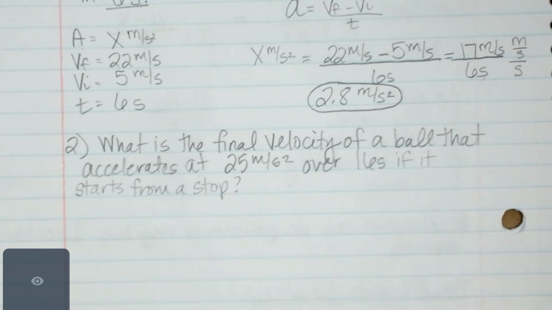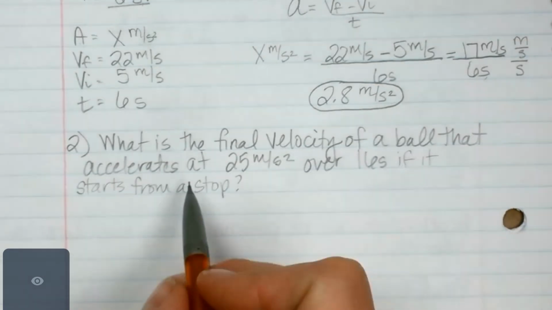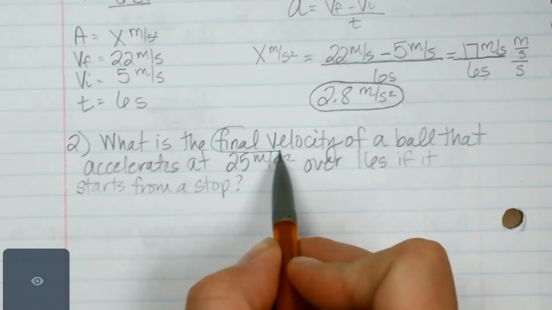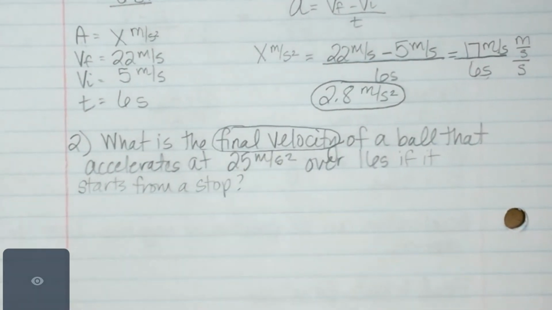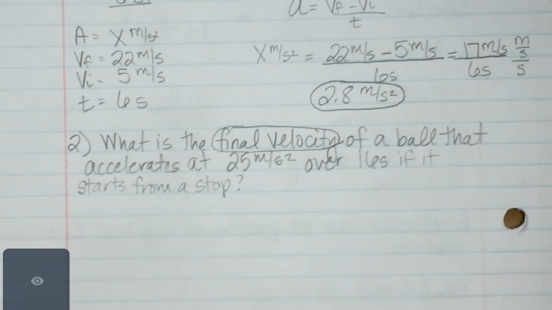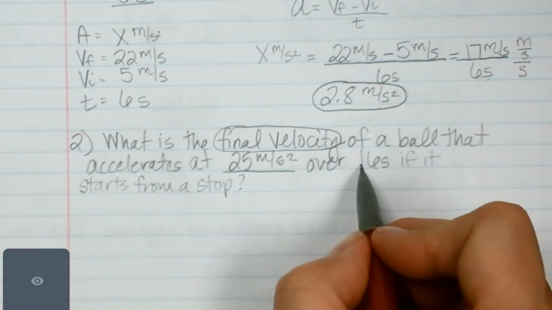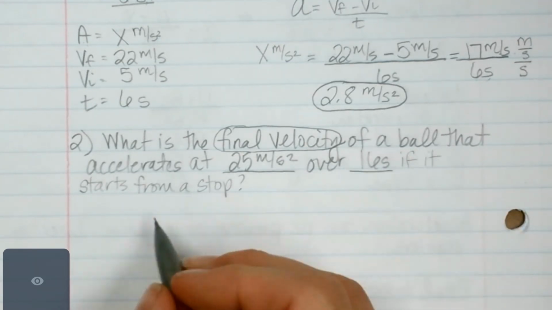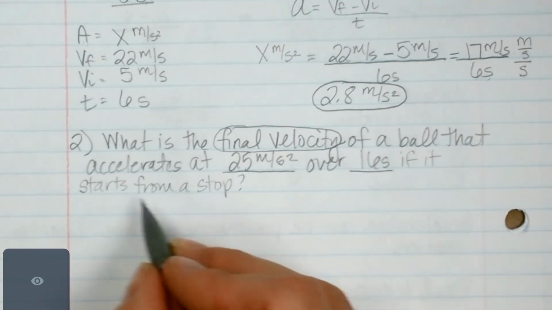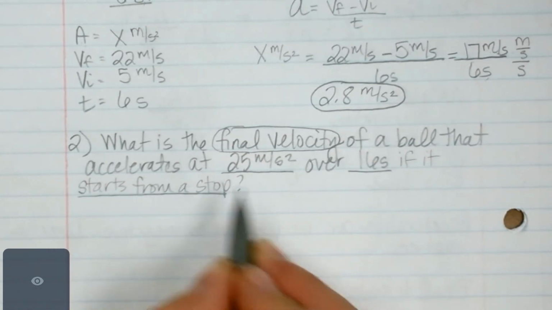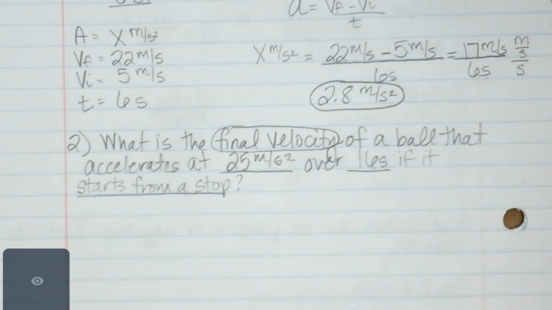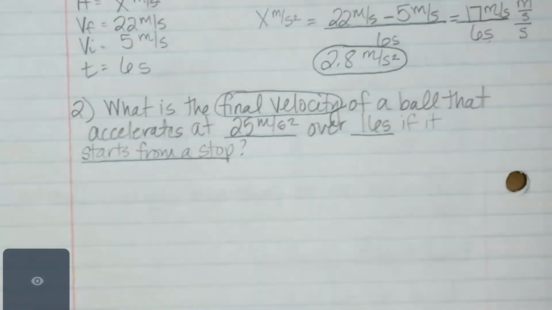It's going to be a really fast ball, you guys. Most likely it had to have been shot out of something like a cannon. Okay, so what is the final velocity? That's what we're looking for, so I'm going to circle it. It accelerates at 25 meters per second squared over 16 seconds. If it starts from a stop, this is important. I didn't get any information, but it started from a stop. So that did tell me that the initial velocity is going to be 0.